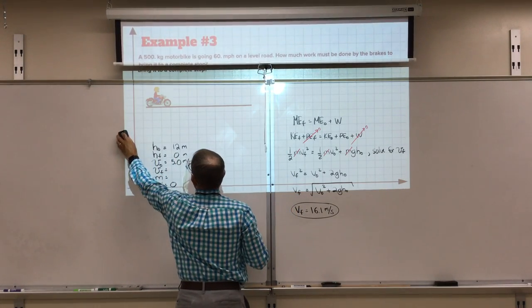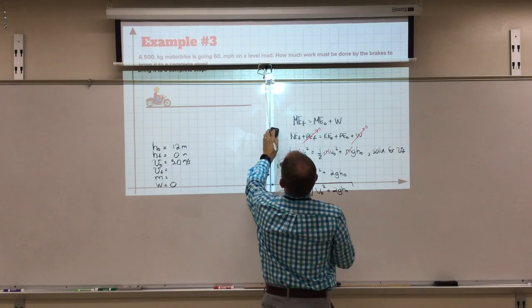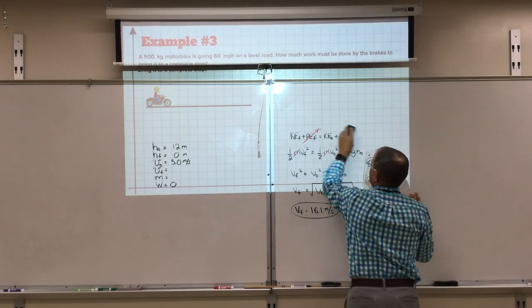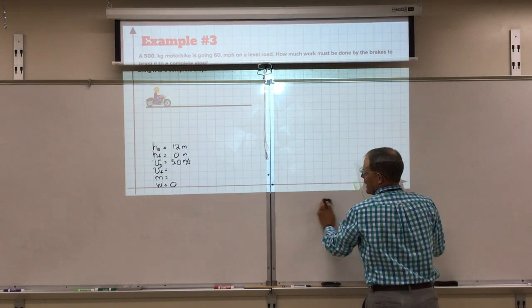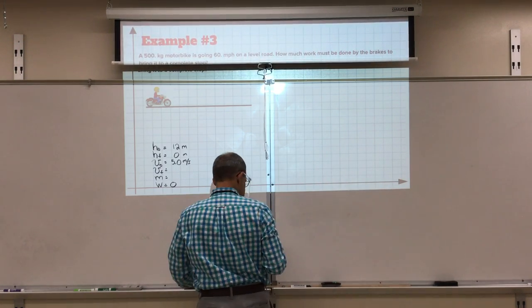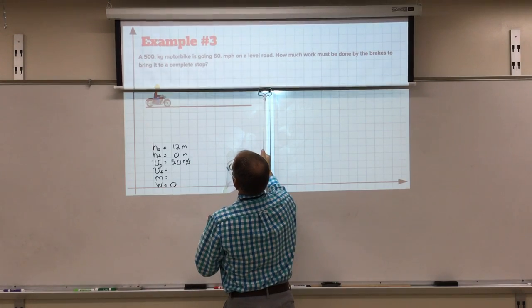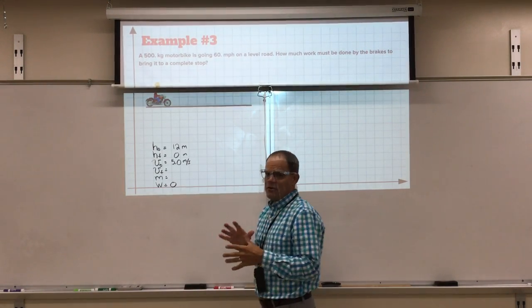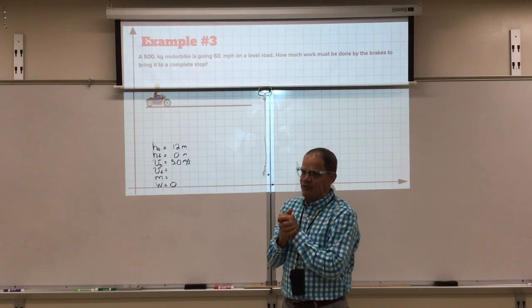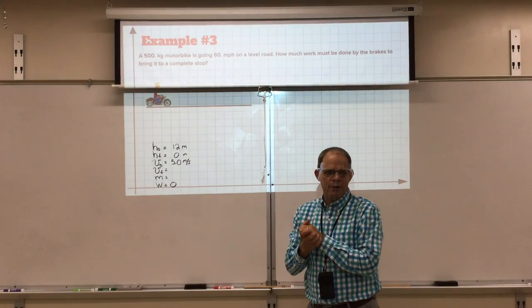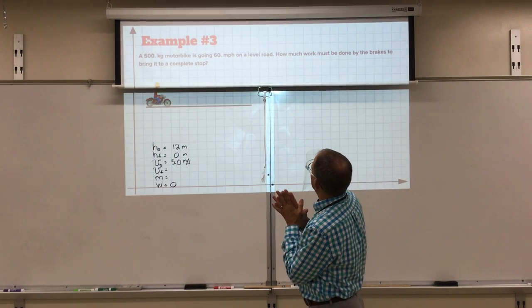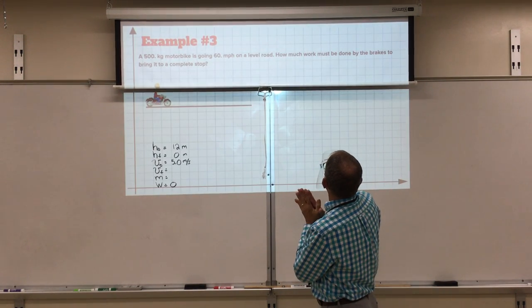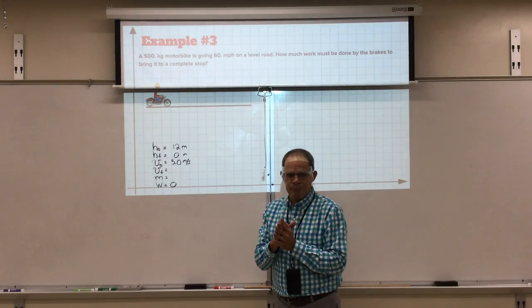I've got a motorbike now, and the motorbike's zooming along, it's going 60 miles an hour, and it hits the brakes, and I want to know how much work is done to stop the motorbike. So let me adjust this slightly. A 500-kilogram motorbike is going 60 miles per hour. Gonna need a conversion there, right? On a level road, how much work must be done by the brakes to bring it to a complete stop?